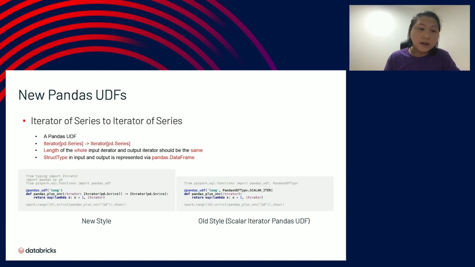The second one is the iterator Pandas UDFs. This is a new Pandas UDF introduced in Spark 3.0. It can be used in both old and new styles because the old style isn't deprecated for now. The function expects an iterator of series, and the total length of the output and input should be the same.